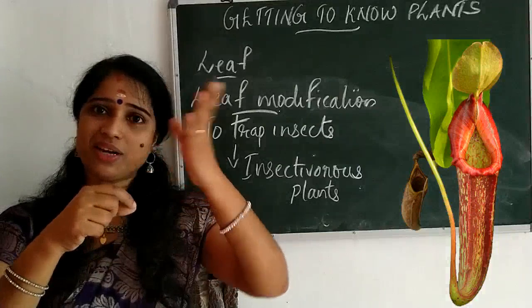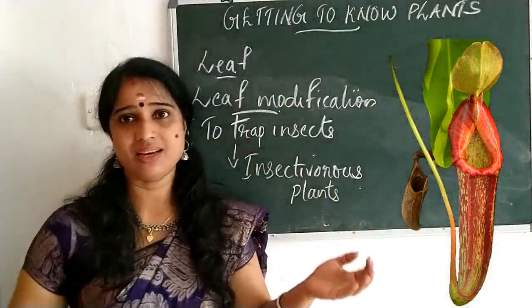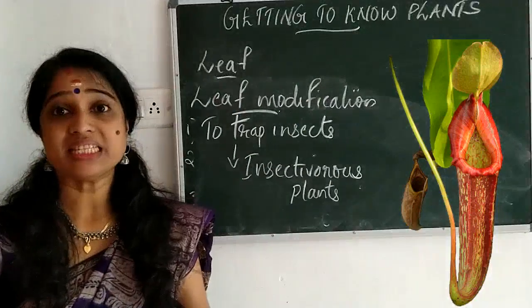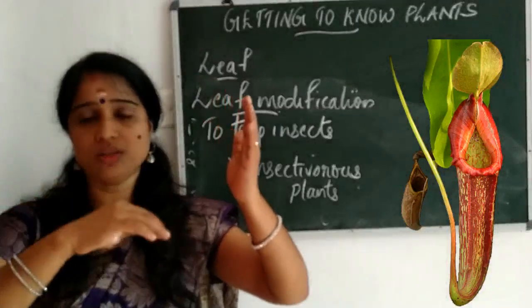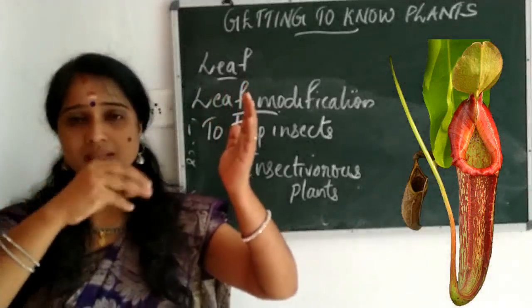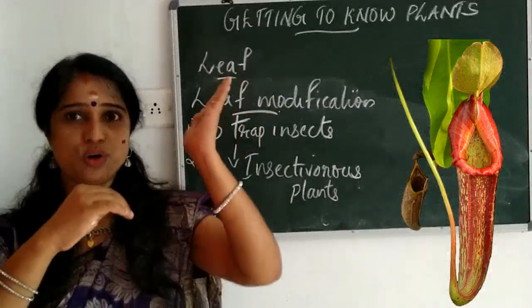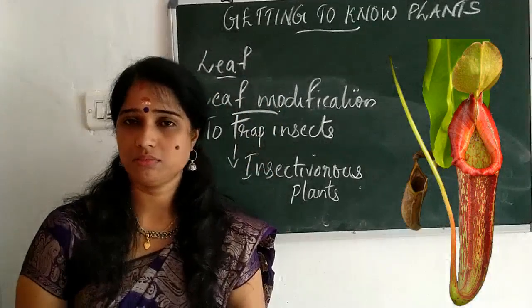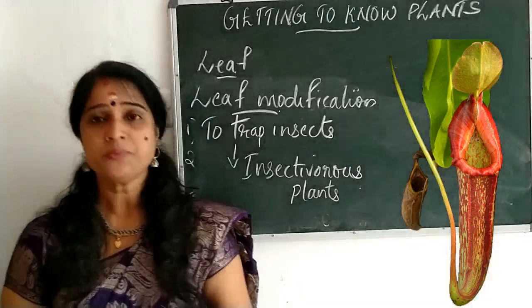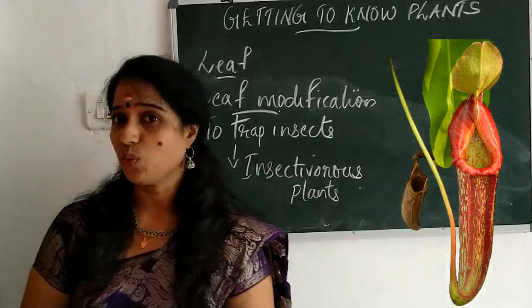Of course we have another hand to open that flap and release our finger. Insects do not have any other option. So when they come and sit on this flower to suck the nectar, immediately the flap will get closed. That's a leaf only, leaf modification. The flap gets closed and the insect will be trapped inside and eaten by the plant. So that is about the insectivorous plants.